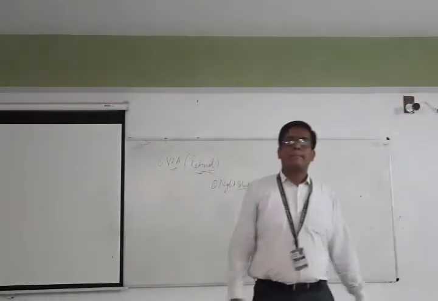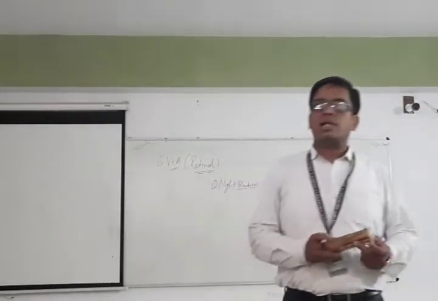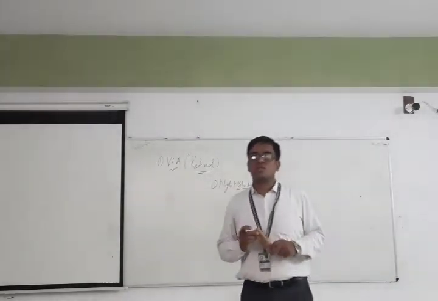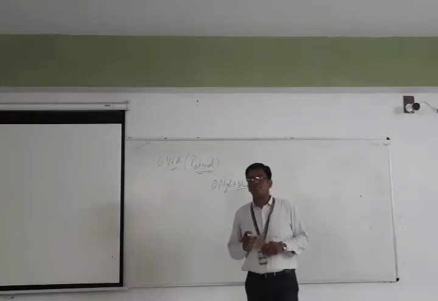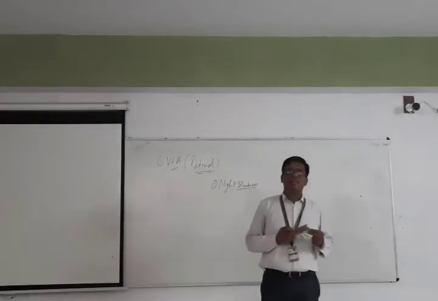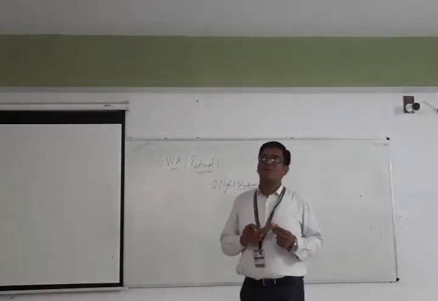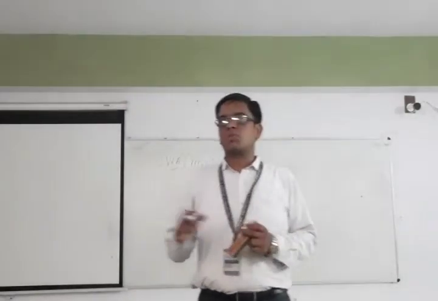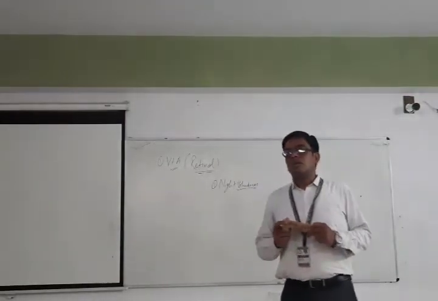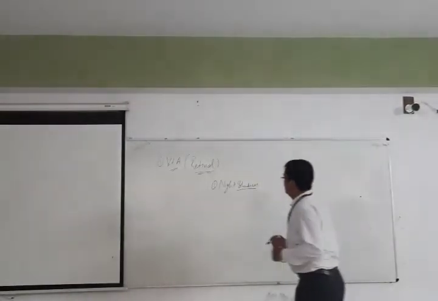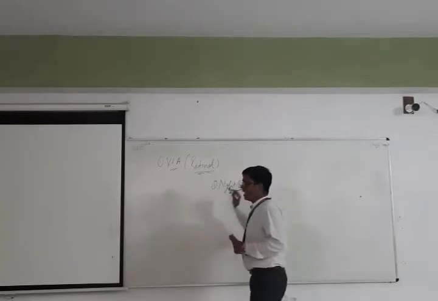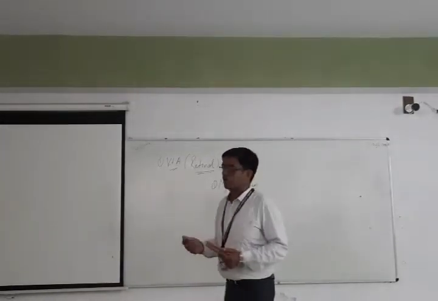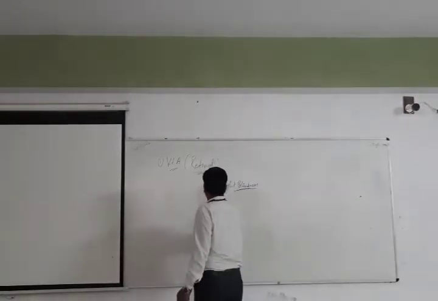Unable to see in the night or in the dark. There are two types of cells in the eyes: one is rods and the other is cones. Which of these cells are responsible for night vision? Rods. Cones are responsible for vision in light and rods for vision in the dark. Here there is lack of rhodopsin, due to which the person is not able to see in the dark. So number one condition is night blindness.